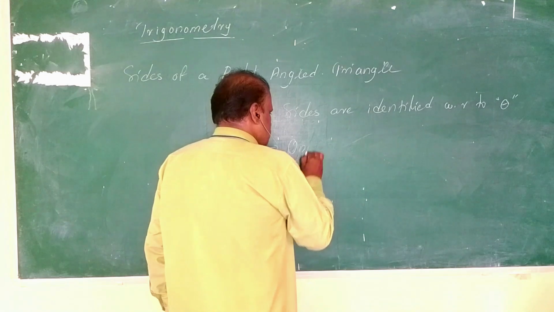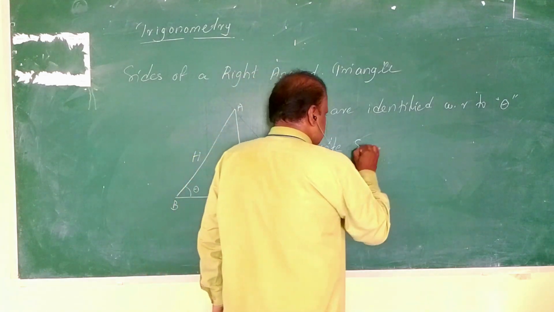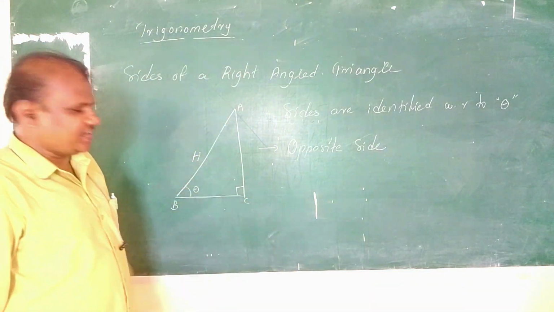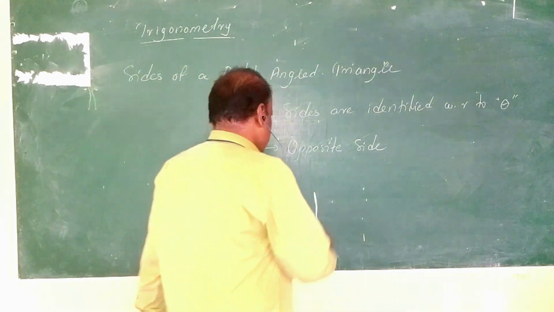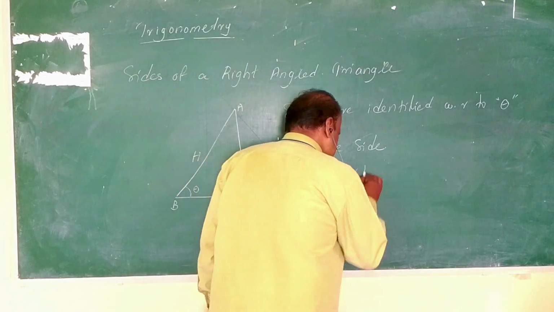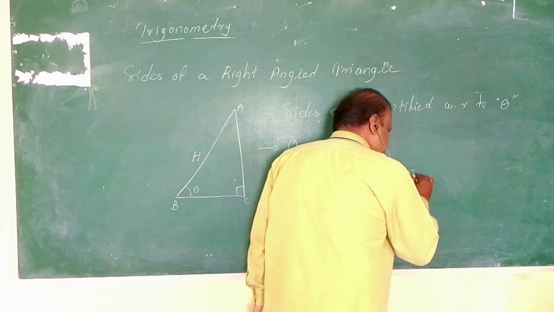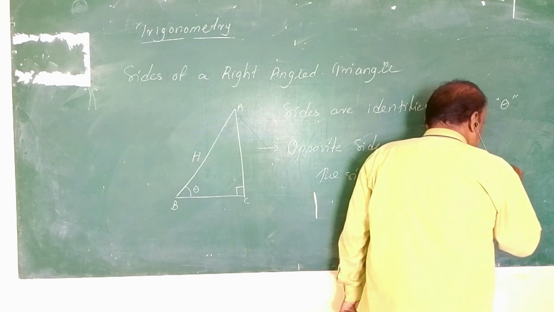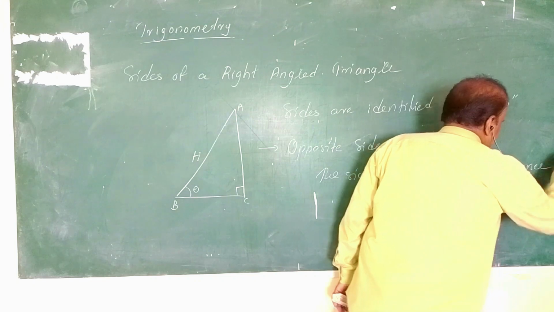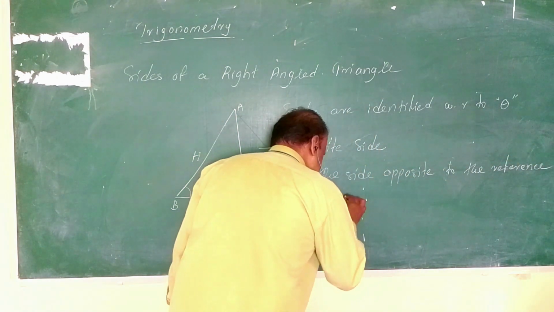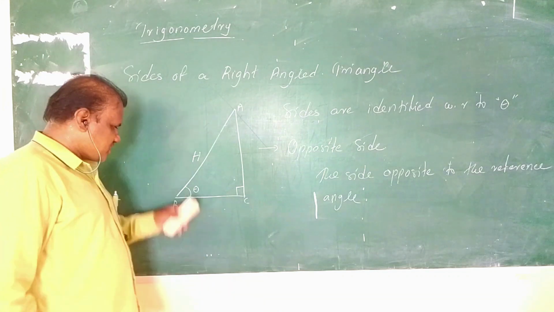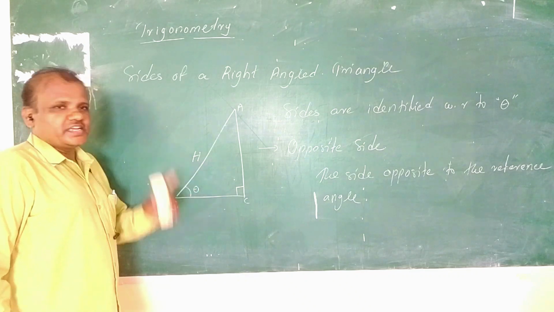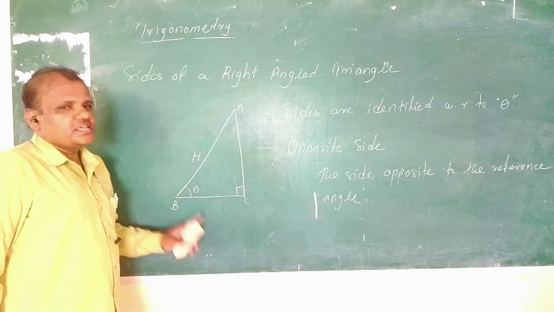Then we will define another side, the opposite side. The opposite side, the second side of a triangle, is the side opposite to the reference angle. I am going to define all three sides with respect to the angle at B, which is theta. With respect to theta I am going to define the hypotenuse, and with respect to theta I am going to define the opposite side.